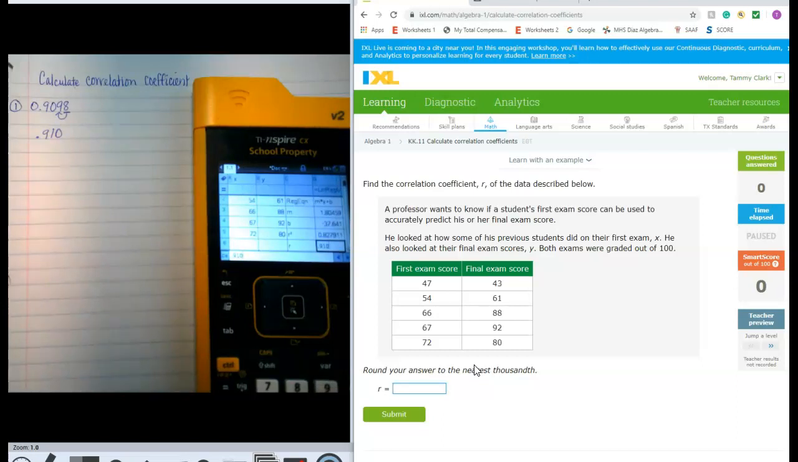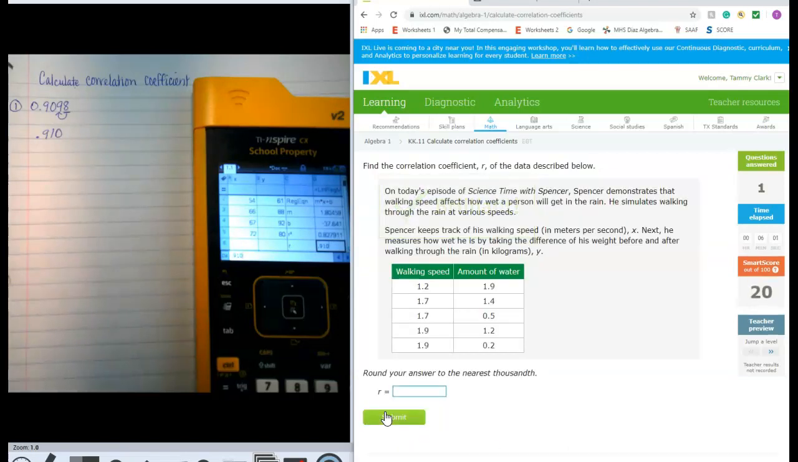Oh, I didn't mean to type it there. I meant to type it here. 0.9. I was typing in the calculator thinking I was typing on the computer. All right, so that was number 1.